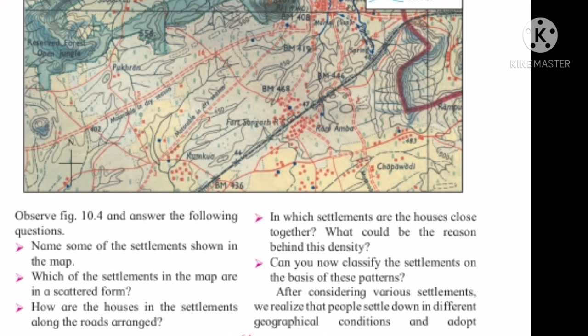In which settlement are houses close together? What could be the reason behind this density? Overpopulation, fertile land, availability of water and natural resources are some of the reasons behind the density of the settlement. Can you say how we can classify the settlements on the basis of these patterns? We can classify the settlements into scattered, nucleated and linear settlements. We are going to learn about these different types of settlements in the next part of the video.